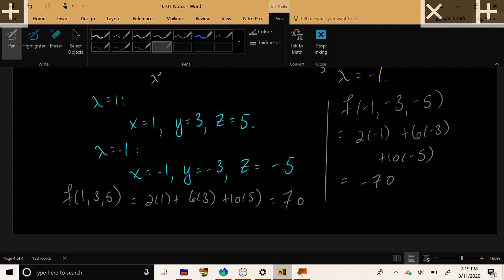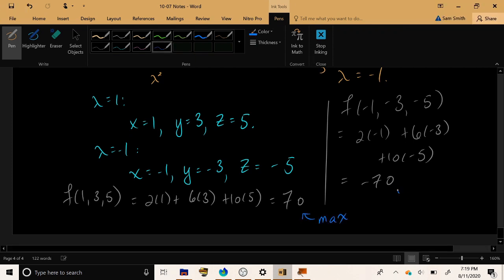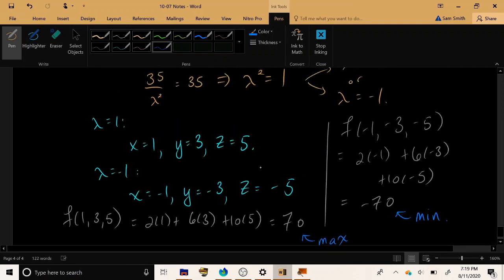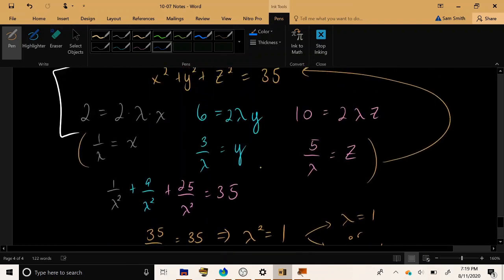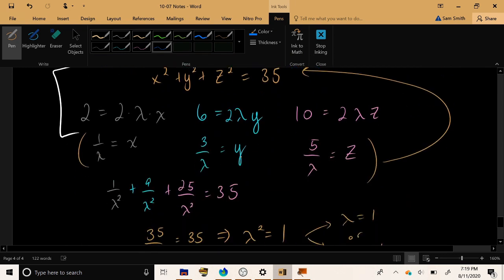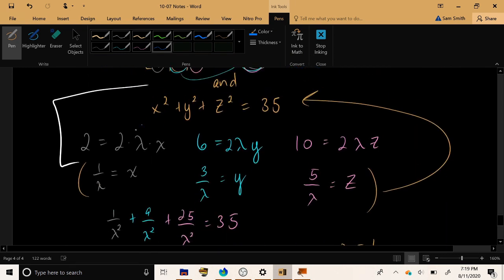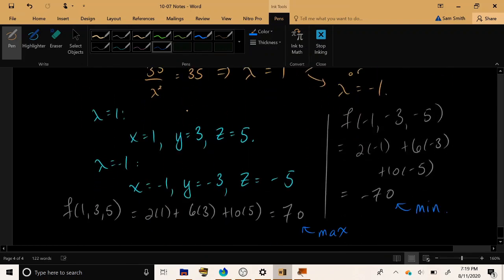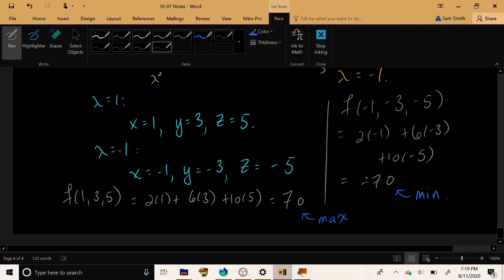So unlike in the previous example, we have a pretty clear indication of who is the max and who is the min. And that is the method of Lagrange multipliers in the case of 3 variables instead of 2. An even lengthier process because this time we have a system of 1, 2, 3, 4 equations containing 4 variables, all of which need to be solved for in order to get the points which are candidates for our max and min values.